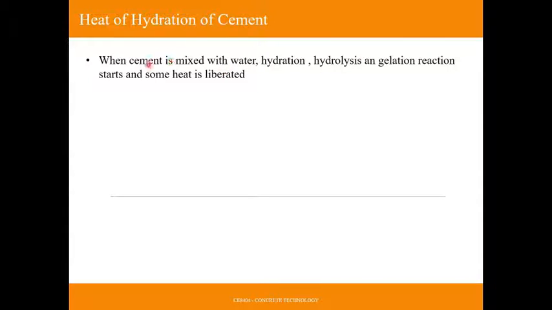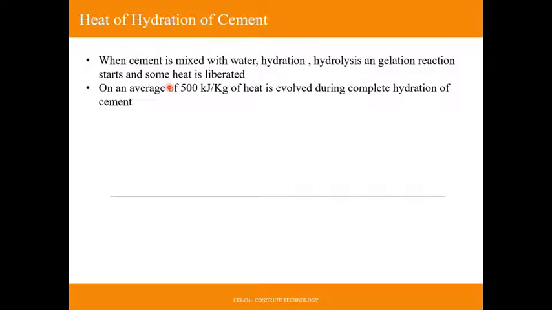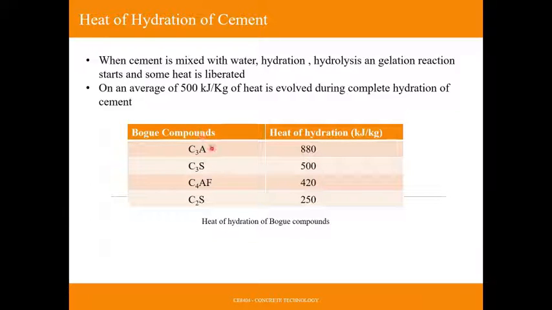Heat of hydration of cement. When cement is mixed with water, hydration and hydrolysis take place. It results in the liberation of heat. It is known as heat of hydration of cement. An average of 500 kJ per kg of heat is liberated during the complete hydration reaction of the cement. The Bogue compounds tricalcium aluminate and tricalcium silicate account for the large amount of heat liberation, whereas dicalcium silicate results in less heat liberation when compared with the other Bogue compounds.